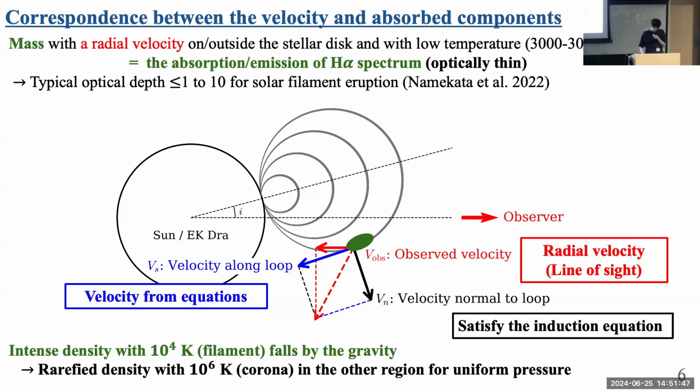At the initial condition, we set intense density as a filament in part of the loop, and in the other region, we set a rarefied density as a corona to satisfy pressure balance.